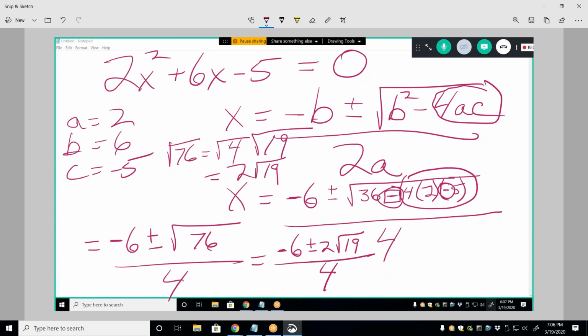And now what can I do? I can simplify it further. I can't simplify root 19. That's a prime number. But I've got a 6 in the numerator, a 2 in the numerator, and a 4 in the denominator. So what can I do?